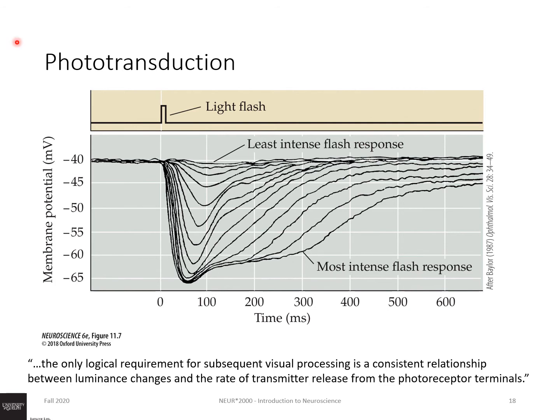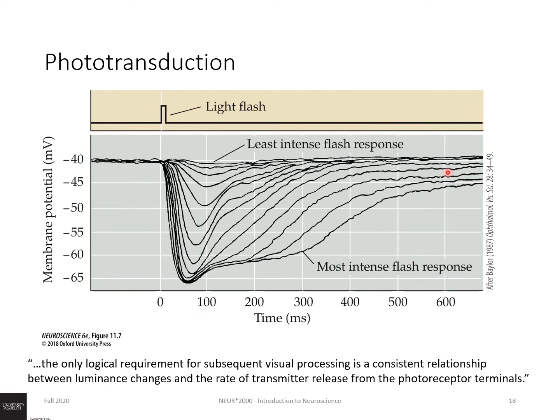So this doesn't seem intuitive given everything else that we've talked about in the course so far, and here's a quote from the text. The only logical requirement for subsequent visual processing is a consistent relationship between luminescence changes and the rate of transmitter release from the photoreceptor terminals. Just because it happens to be in the opposite way that we would anticipate, it doesn't matter. So more light means hyperpolarization and less neurotransmitter release.